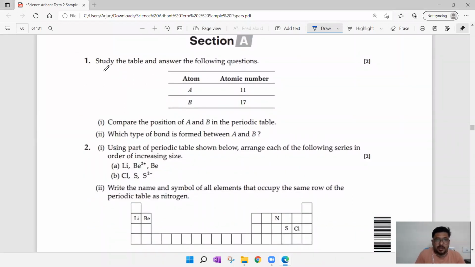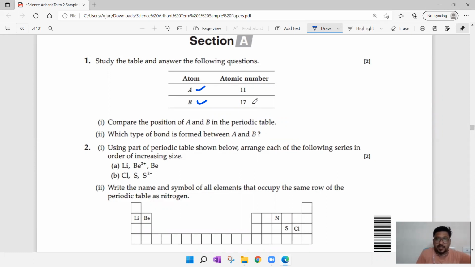First one, if you see, study the table and answer the following questions they are giving. There are two atoms, atom A and atom B. Atom A atomic number is 11, atom B atomic number is 17. And two questions are there. Compare the positions of A and B in the periodic table. So they are asking, what about the position of the atom A and atom B placement? Second one, which type of bond is formed between A and B?